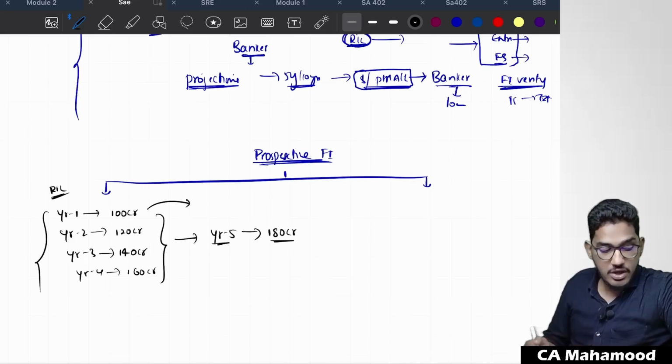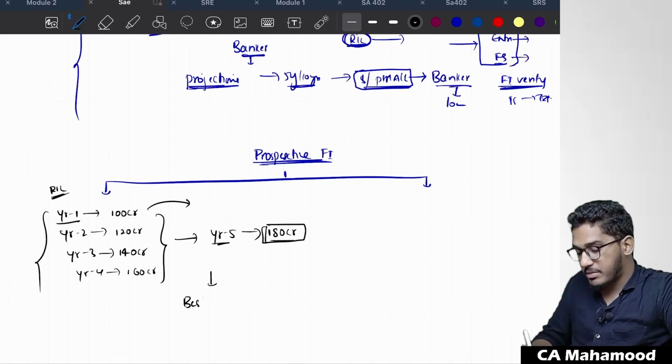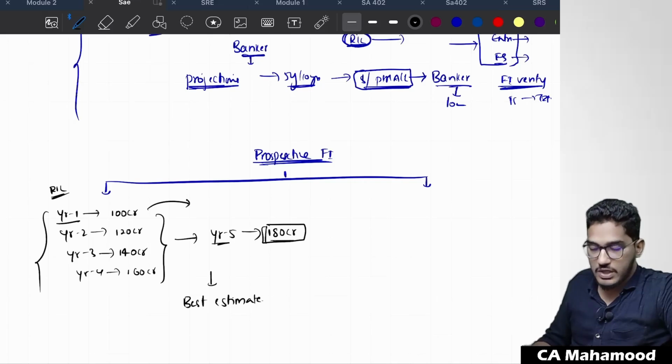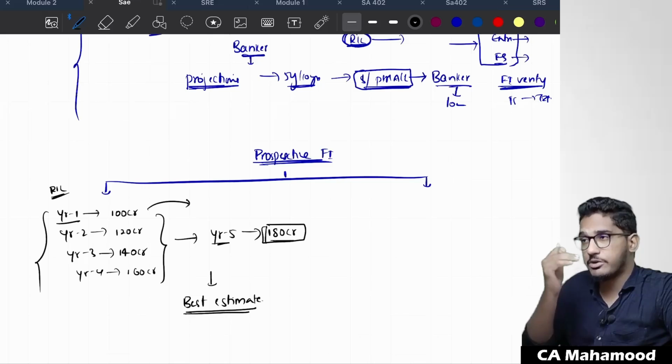What the management has done is analyze the last 4 years of data and read the profits of the company. On the basis of that past data, they have projected that their profit for the coming year, year 5, is going to be 180 crores. So this we call the best estimate. What do you mean by best estimate? Best estimate means which is most likely to happen.